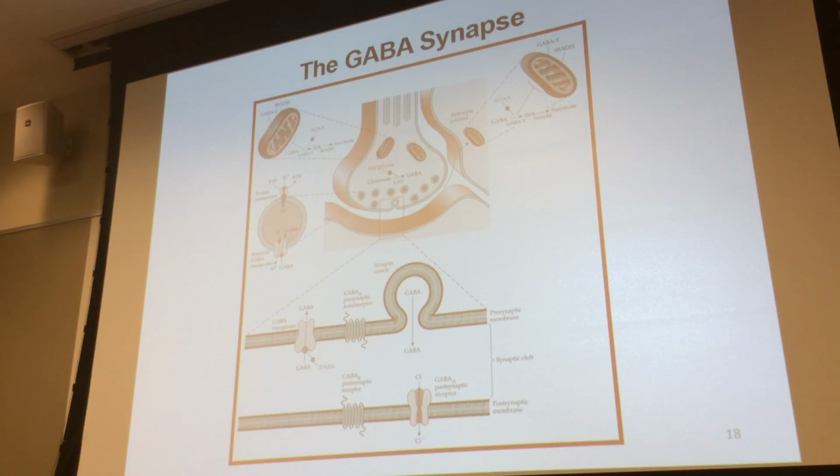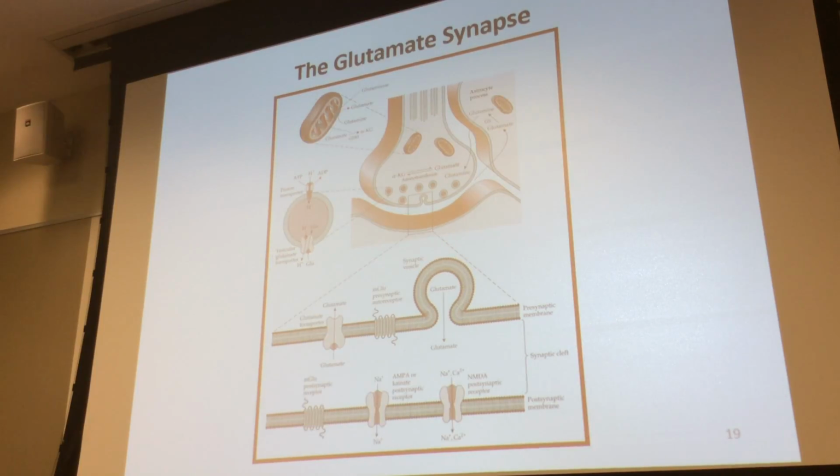You have the presynaptic terminal that is enriched in vesicles containing the specific neurotransmitter. And when the stimulus comes, usually when the membrane is depolarized, then the vesicle undergoes exocytosis and releases the neurotransmitter into the synapse. And same thing with the glutamate system.